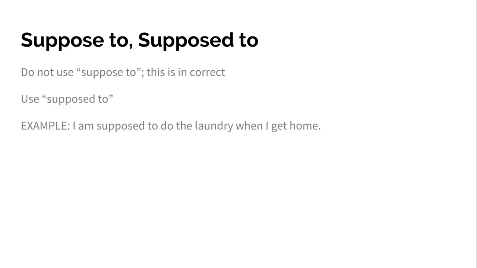Suppose to and supposed to. Do not use suppose to. This is incorrect. Use supposed to. I am supposed to do the laundry when I get home.